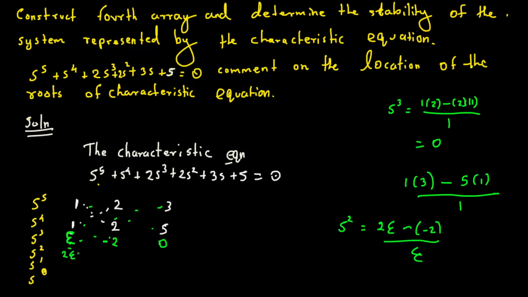2 epsilon plus 2 divided by epsilon. And for this one, epsilon times 5 minus 1 times 0, which is 0, divided by epsilon. So the 5 and minus 0 mean nothing. So we have 5 epsilon over epsilon, epsilon cancels. We just end up getting 5 for this.